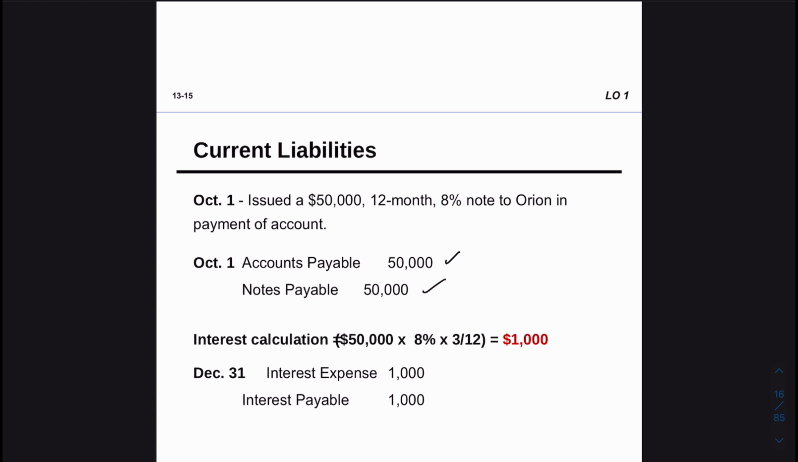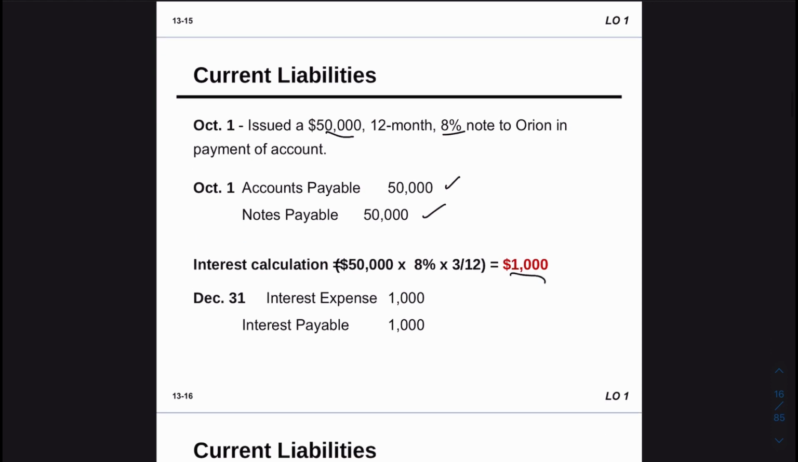So 15,000 multiplied by 8%, and only from October to December 3 months have passed, so 3 divided by 12, it's going to be 1,000. We will debit interest expense and credit interest payable.